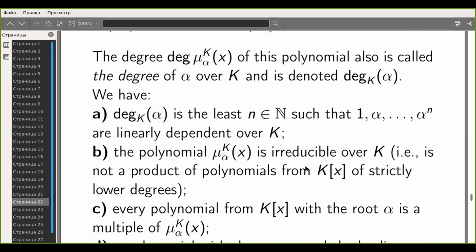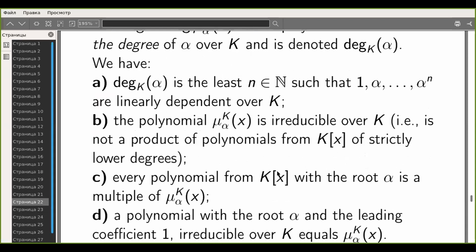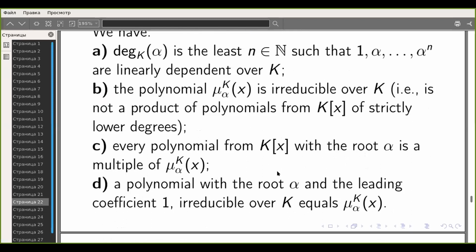The degree of this polynomial is also called the degree of alpha over k. Geometrically, this number is the least natural n such that powers 1, alpha, etc., alpha raised to n are linearly dependent over k, the minimal such n. Then the minimal polynomial is irreducible over k, it's obvious. And every polynomial over k with root alpha is a multiple of the minimal polynomial. This is a simple exercise on division with remainder. And the last one: a polynomial with root alpha and leading coefficient 1, which is irreducible over k, equals the minimal polynomial.